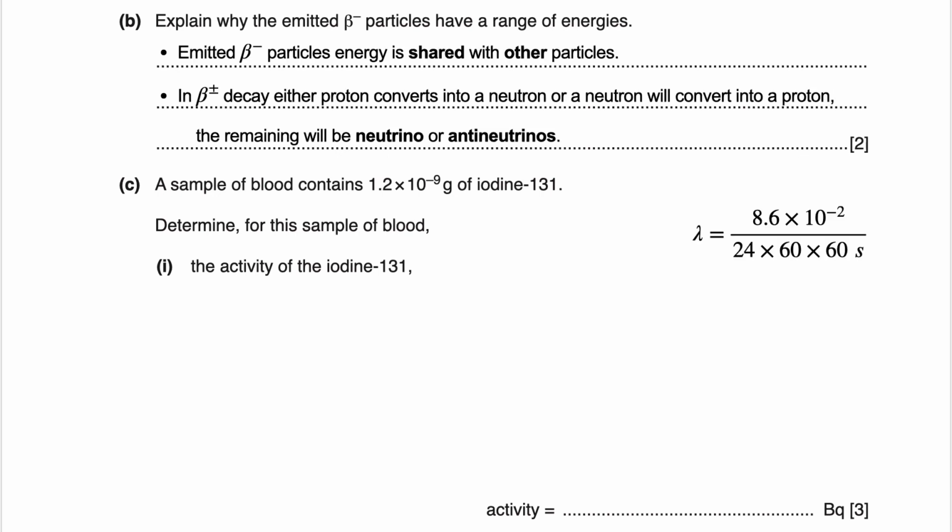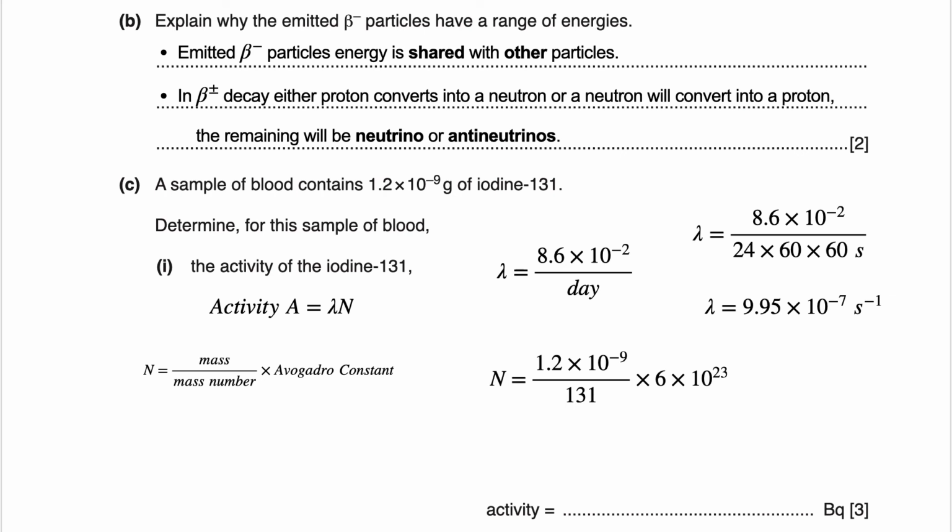So lambda is 8.6 × 10⁻² divided by 24 × 60 × 60, 60 for minute, 60 for second. So it is 9.95 × 10⁻⁷ second inverse. Now we know the formula: activity A is lambda multiplied by N. But what is N? Is N given in the question? Now we have to find it ourselves. N is mass divided by mass number multiplied by the Avogadro constant. You are just dealing with moles: mass multiplied by Avogadro constant divided by mass number.